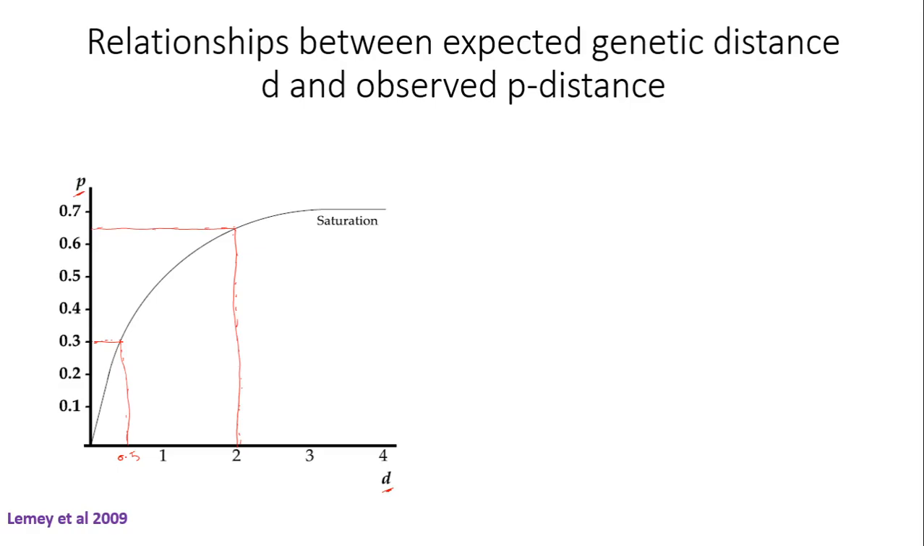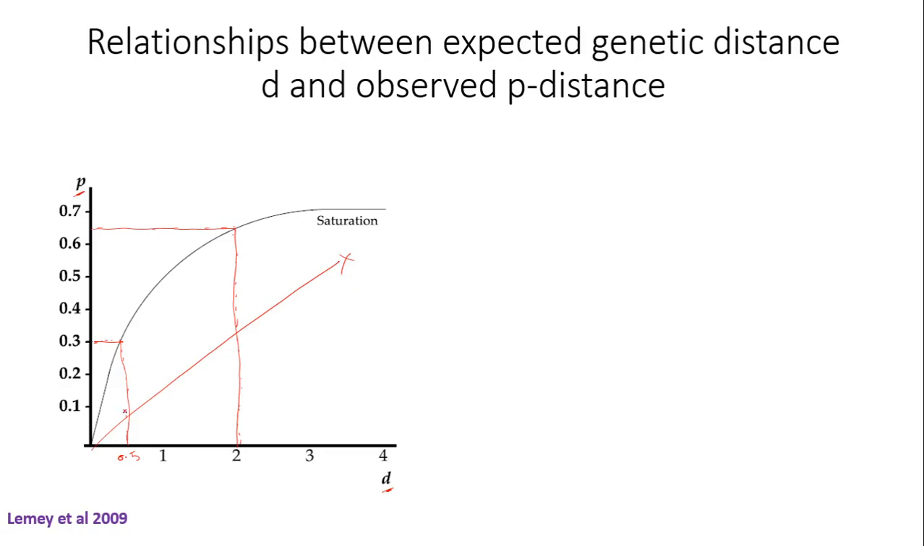That is, one can estimate the divergence if the genetic distance is known. If you know the genetic distance, one can easily justify the divergence. This transformation is generally non-linear. This relationship between the genetic distance and observed distance is not a straight line, but you can see it is a non-linear relationship.